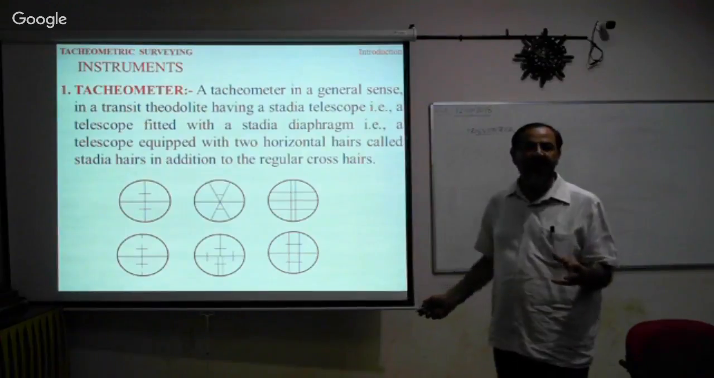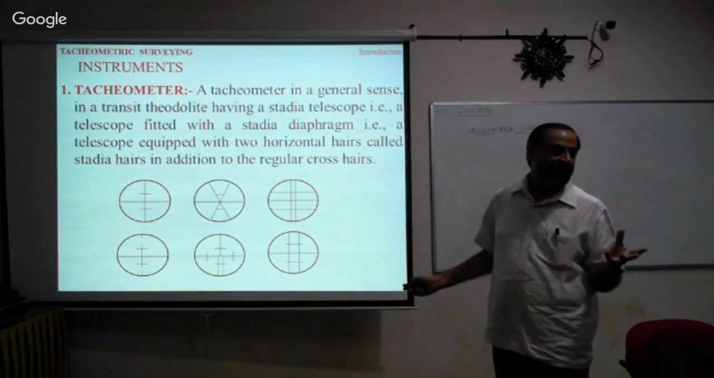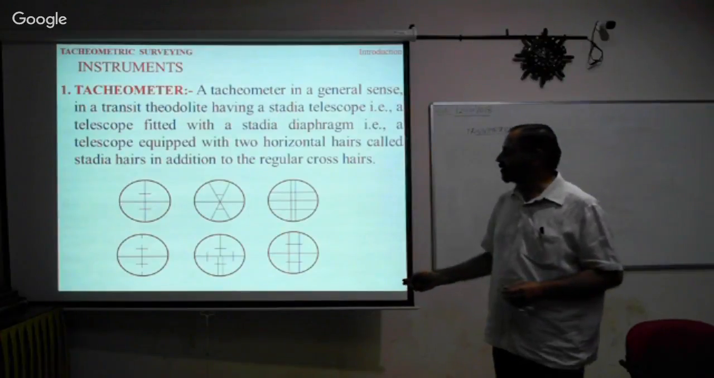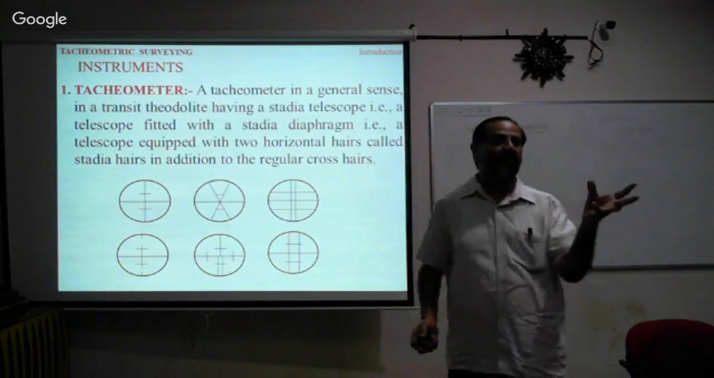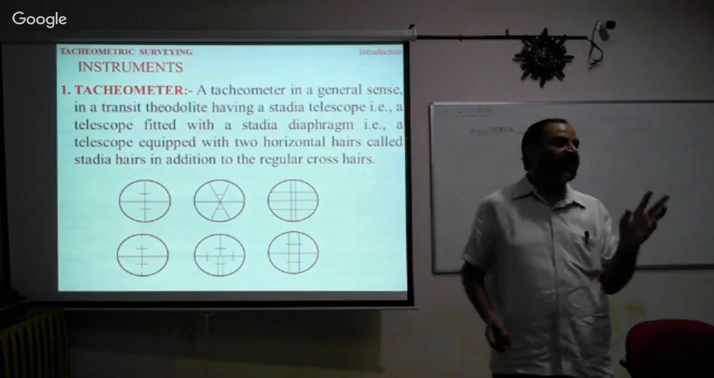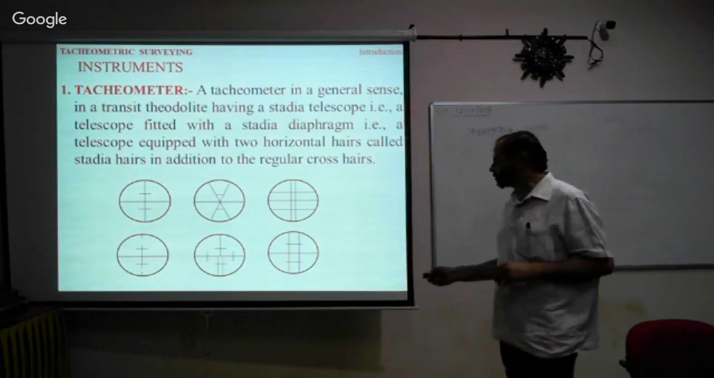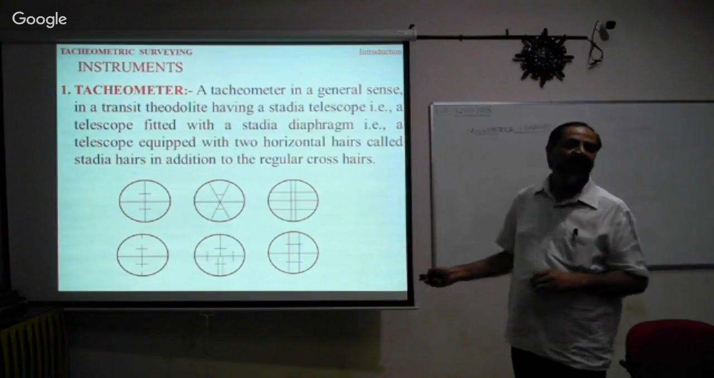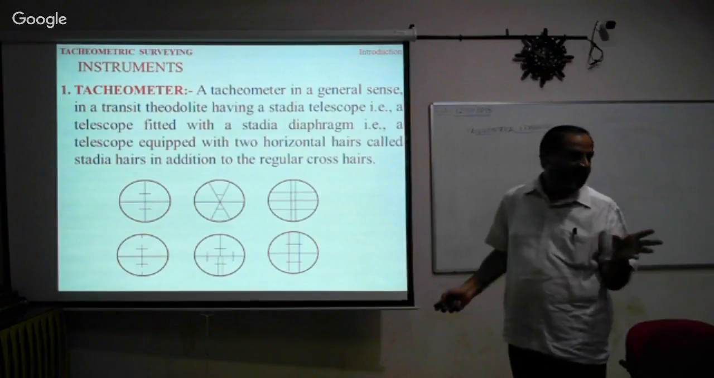In many instruments, sometimes it's available, these lines, one is the web line. These are called stadia lines. This is stadia line. Different manufacturers will supply the instrument with different configurations. Ultimately there are three horizontal lines. Two are called stadia lines, and the other is called the web line.